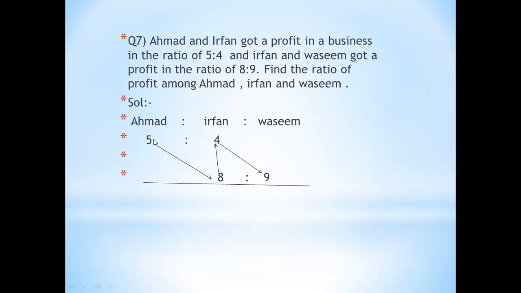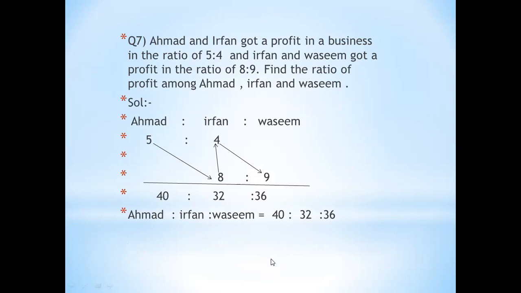Okay. So now the arrow's direction will be the same. The first value multiplies with the second ratio's first value, the repeated value multiplies by itself, and the second value of the first ratio multiplies with the second value of the second ratio. So this is called continued proportion. So 5 8s are 40, 8 4s are 32, 4 9s are 36. So 40 ratio 32 ratio 36. So Ahmad ratio Irfan ratio Wasim is equal to 40 ratio 32 ratio, these two dots are called ratio, 36.